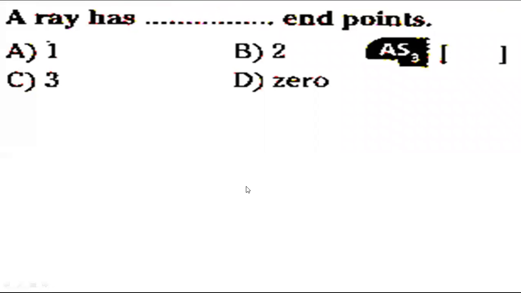Next question. A ray has dash endpoints. If we recall, a ray looks like this. OA is a ray. It has how many endpoints? It has only one endpoint, and it is O. Option A is correct.